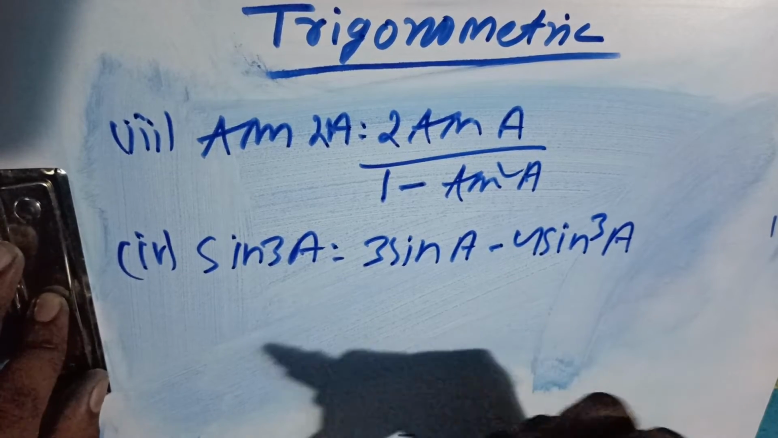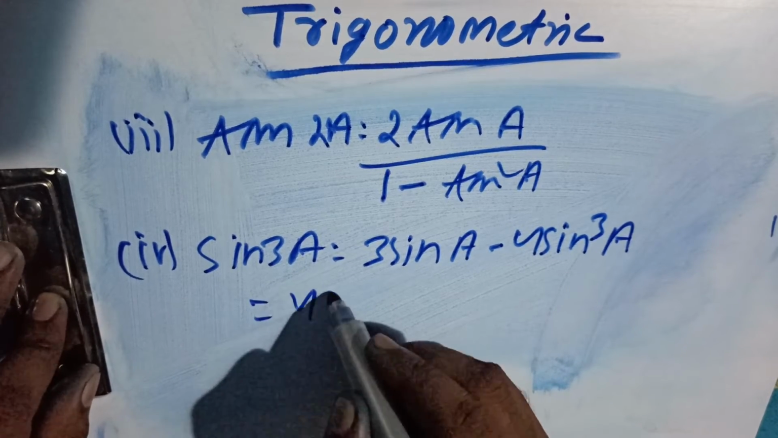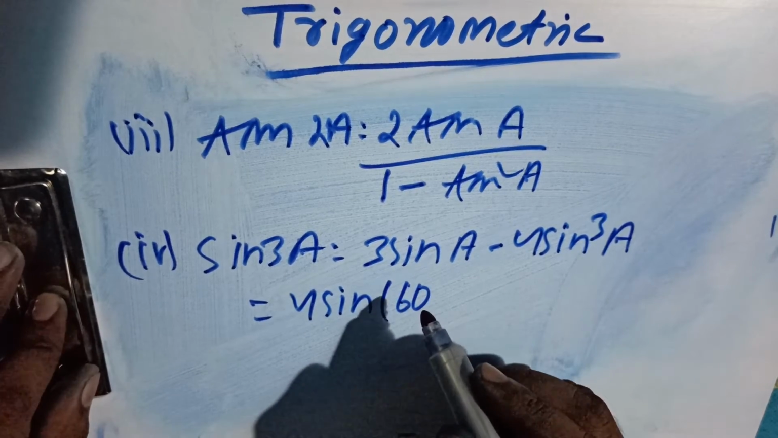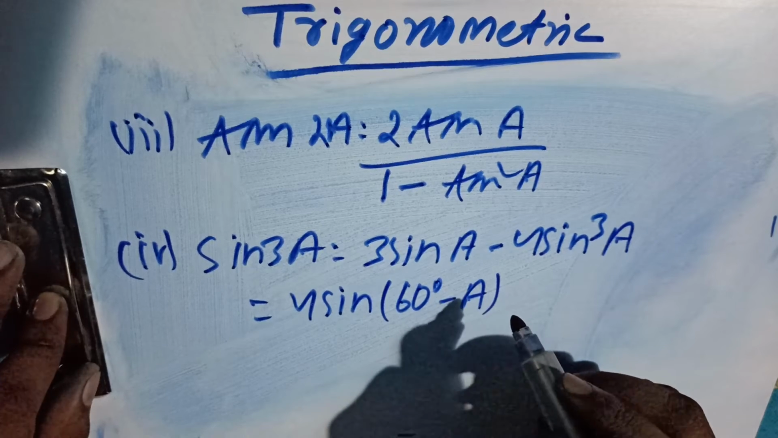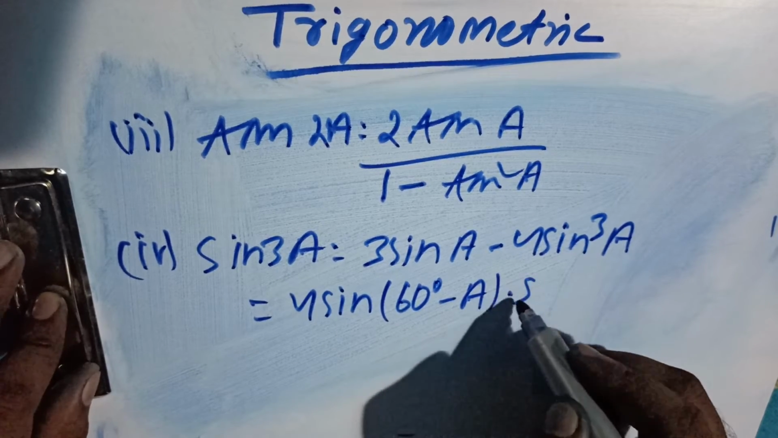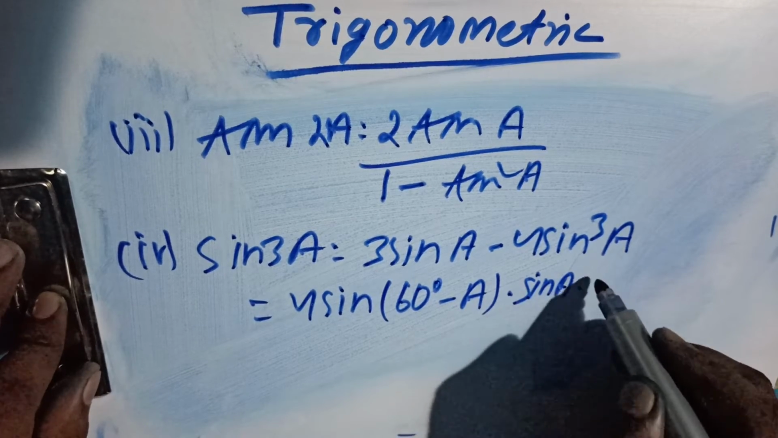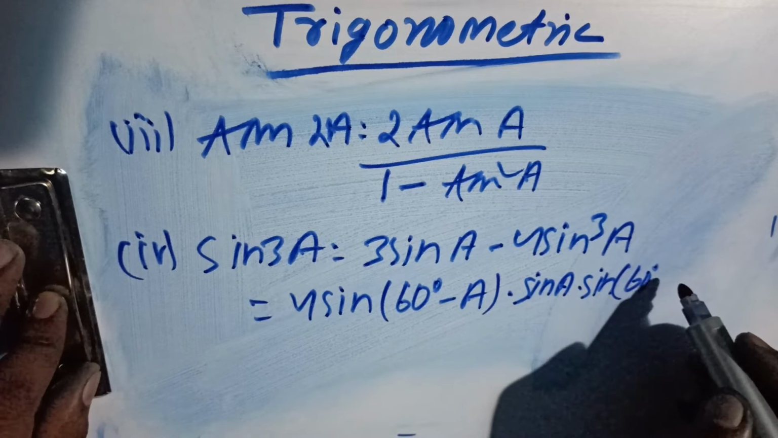This formula is written in another form. So look at 4 sin (60 degree minus a) into sin a into sin (60 degree plus a).